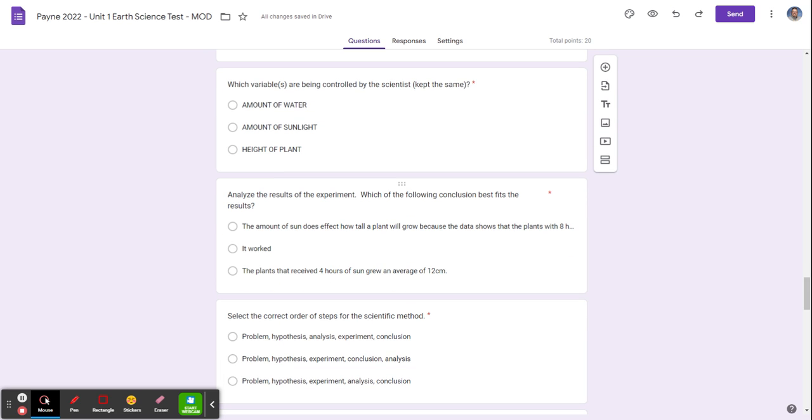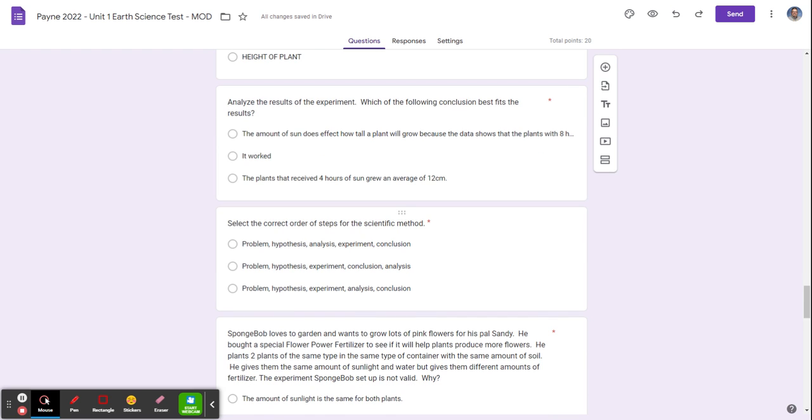Analyze the results of the experiment. Which of the following conclusion best fits the results? The amount of sun does affect how tall a plant will grow because the data shows that the plants with 8 hours grow the most. It worked. The plants that received 4 hours of sun grew an average of 12 centimeters.